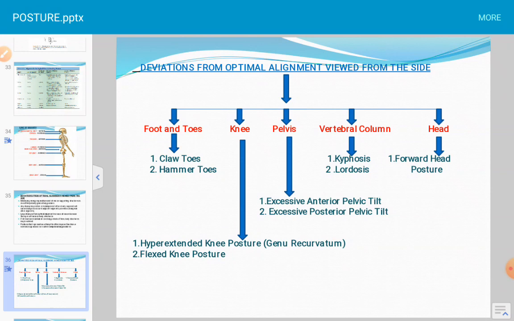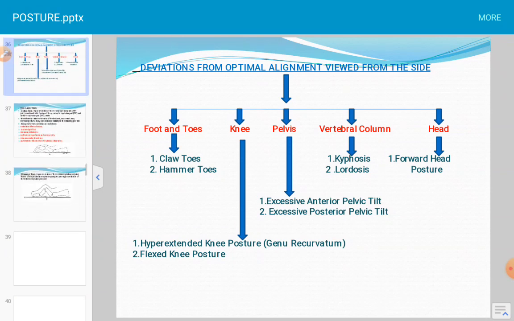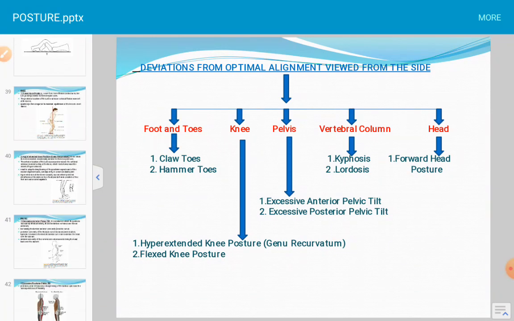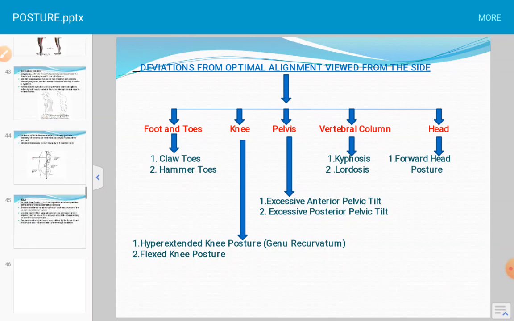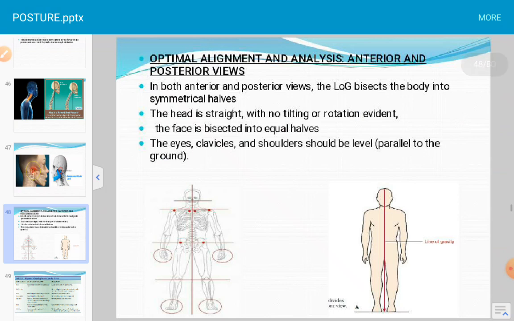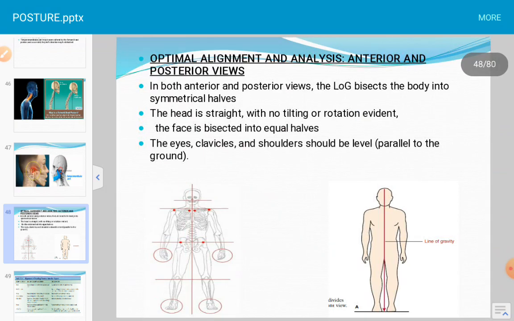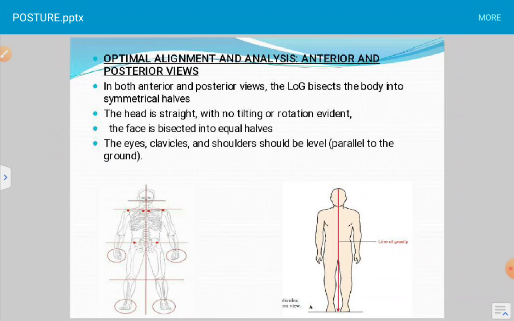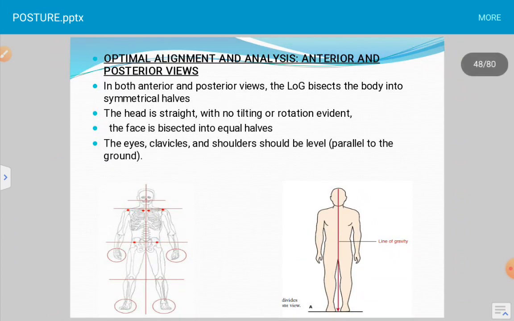In this session we are going to discuss the optimal posture in the anterior and posterior view. After we discuss the alignment, we will go to the deviations from the optimal posture in the anterior and posterior view. First, the optimal alignment and analysis of the anterior and posterior view.